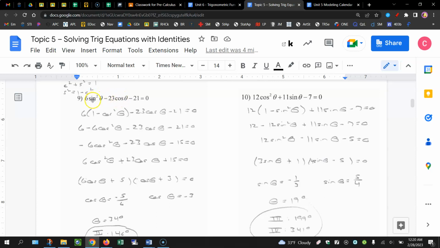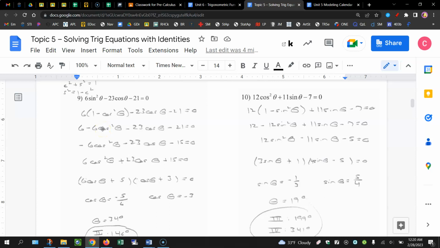So in these questions, your goal is going to be to get down to one trig function instead of two. So right now you have sine squared and cosine squared. So your goal here is to take this sine squared and substitute in place of that. So sine squared is equal to 1 minus cosine squared. That's what I did here. Go ahead and distribute the 6 to both of these terms.